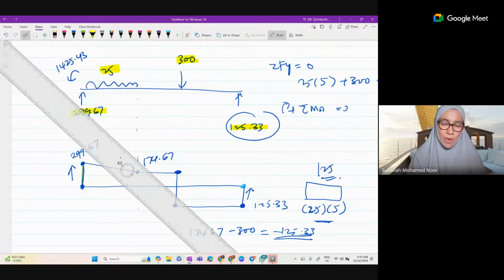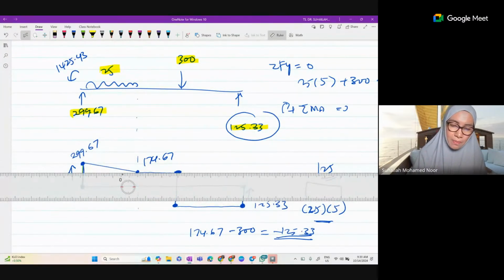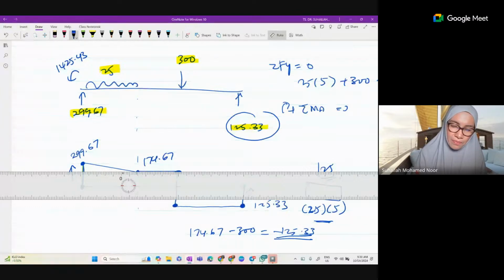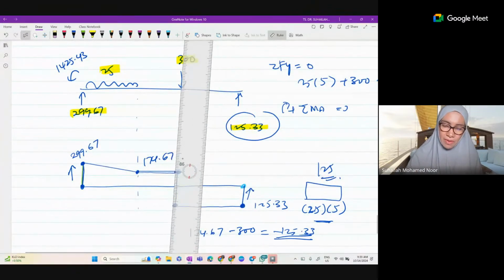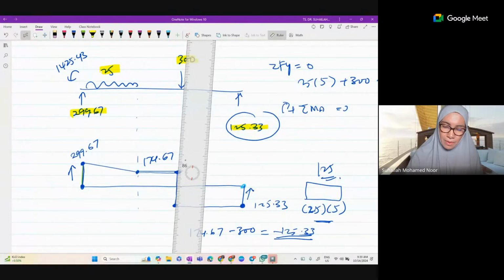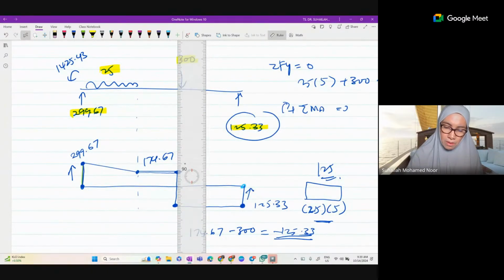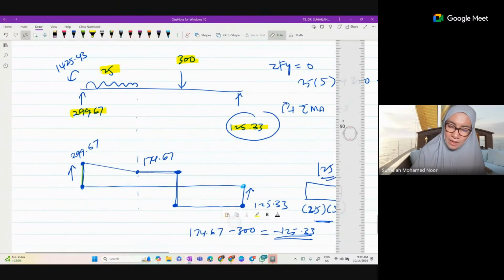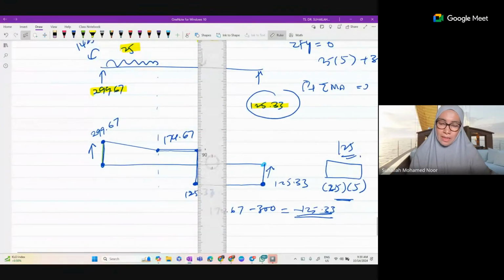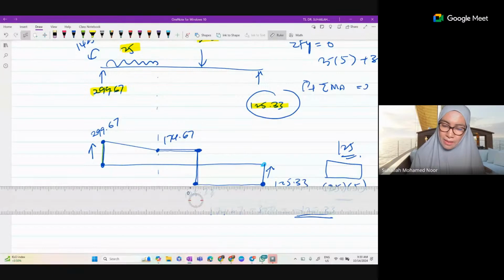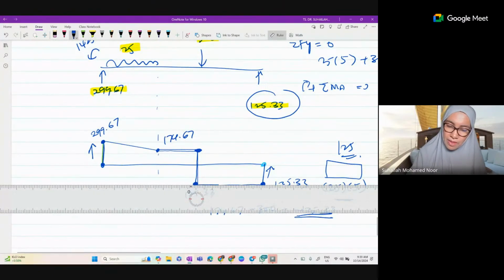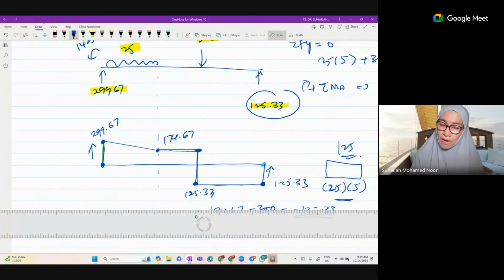And then the minus 125 dapat 174.67. So 174.67 go straight sampai jumpa 300 tu, dan dia akan turun sebanyak 300. Okay, dia macam ni lah. Nilai dia adalah negative 125.33. So dia akan go straight sampai jumpa D. Sampai D. So dekat D ni nilai dia masih lagi negative 125.33.